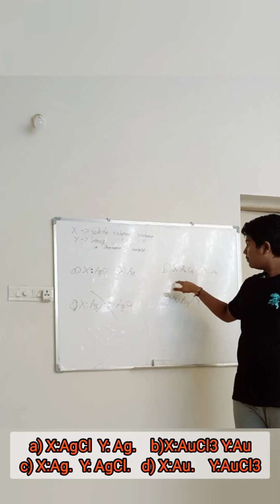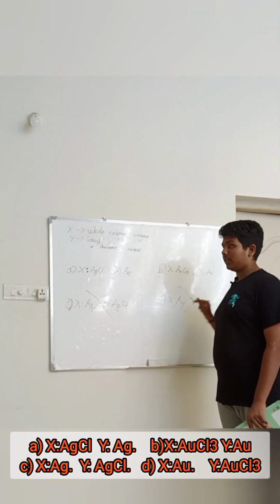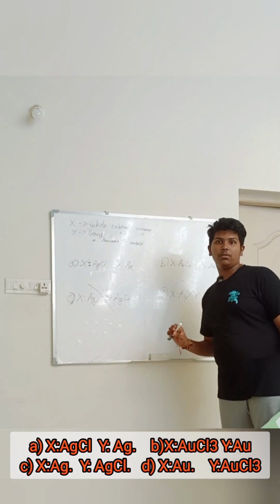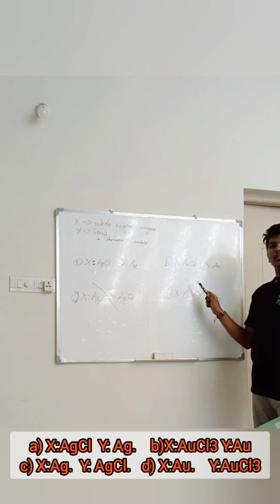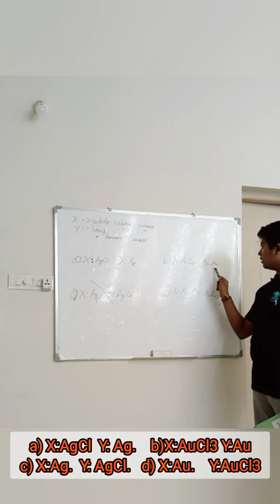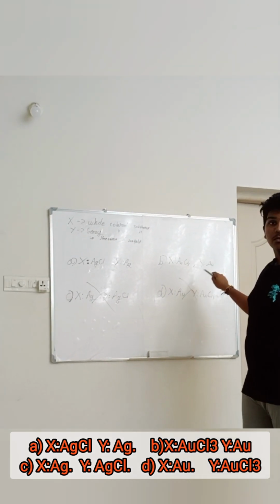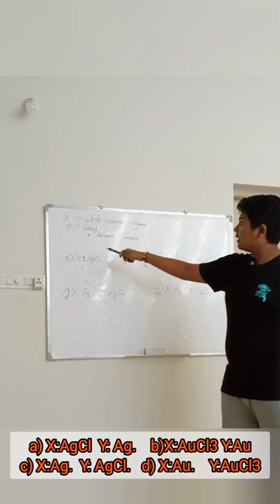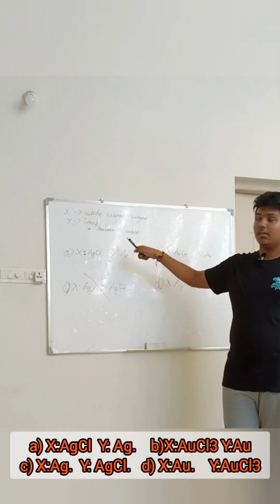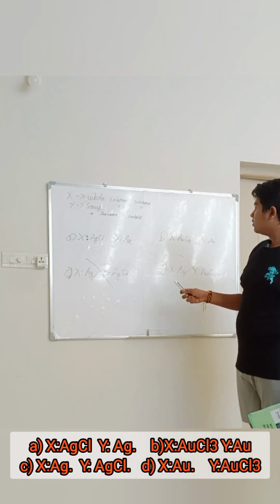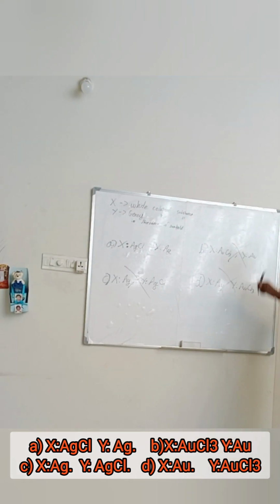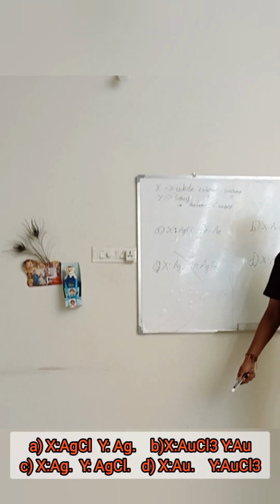So B here is gold chloride and Y is gold. So is it possible? Here Y is gold. Gold is yellow in color. And here Y is grey. So are yellow and grey the same? No. So this is also not possible. Which leaves the answer as A.